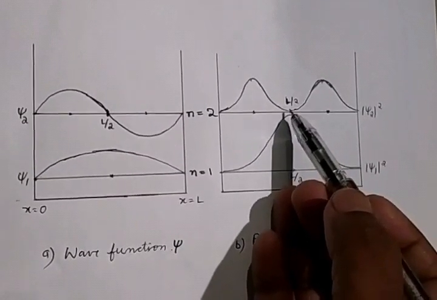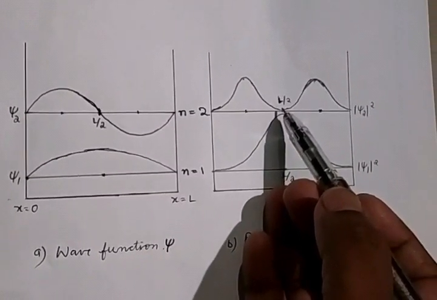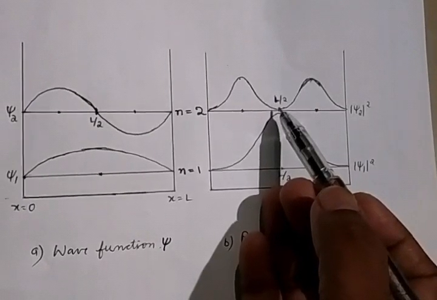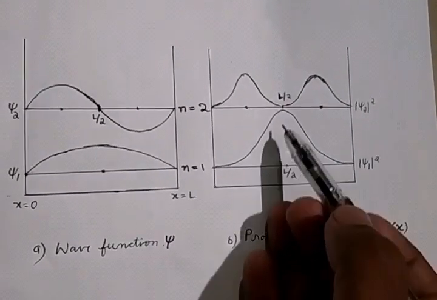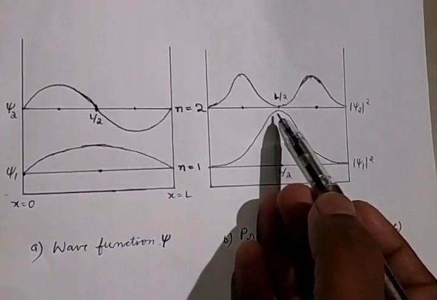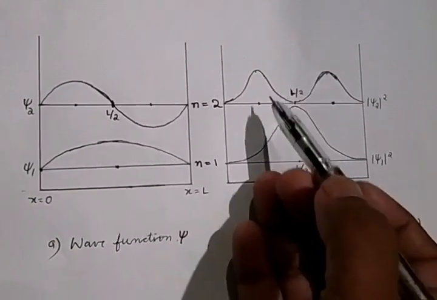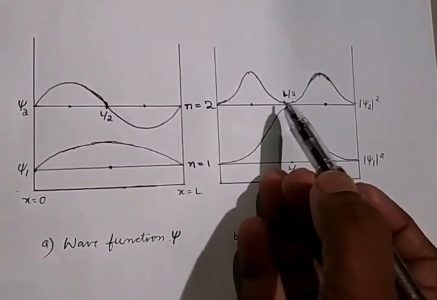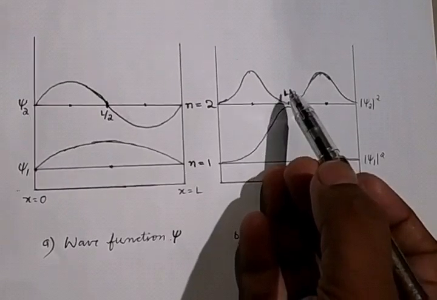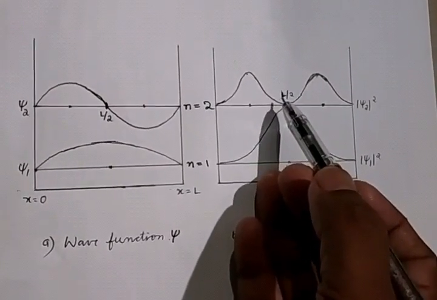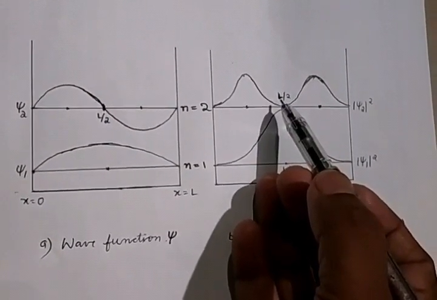So here we see that the probability of finding the particle at the center is 0, whereas for the ground state the probability of finding the particle was maximum here. This is the important difference we find, and this is what we call in modern physics the forbidden region for the particle in the atom, like an electron in the atom.